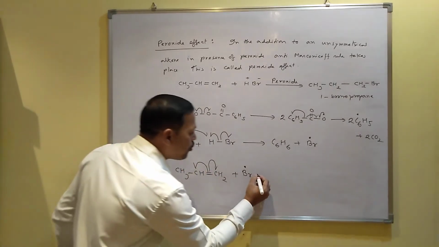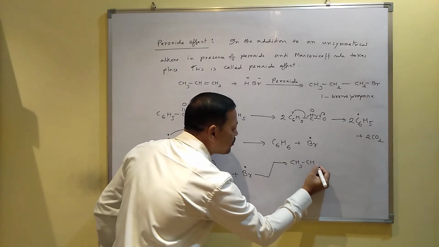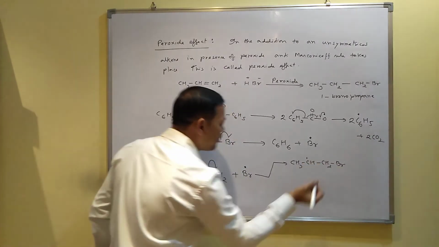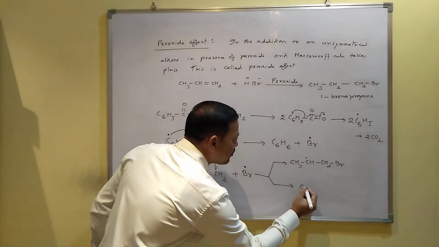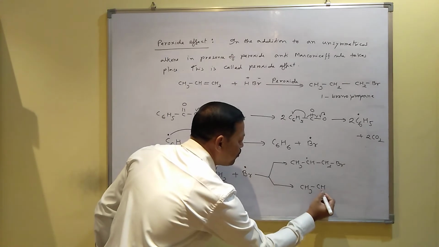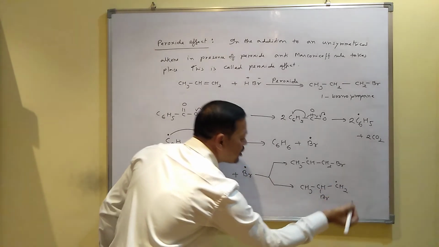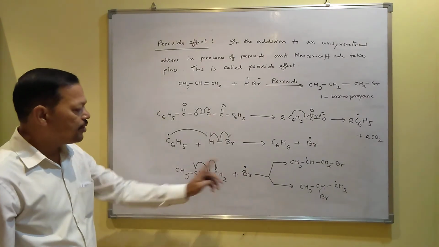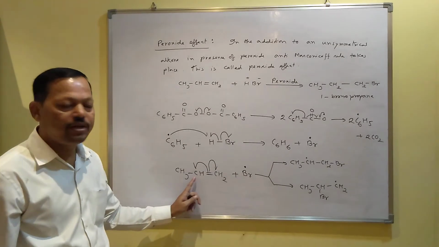So there are two products you will get. Either you will get this one, then here the dot will be present, or you may get this one. If bromine joined with this, then the dot you will get in this position. Have you got it? So there are two possibilities. Bromine may be joined with this carbon, or bromine may be joined with this carbon.